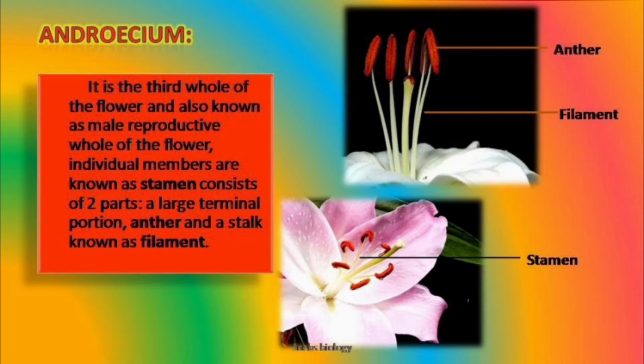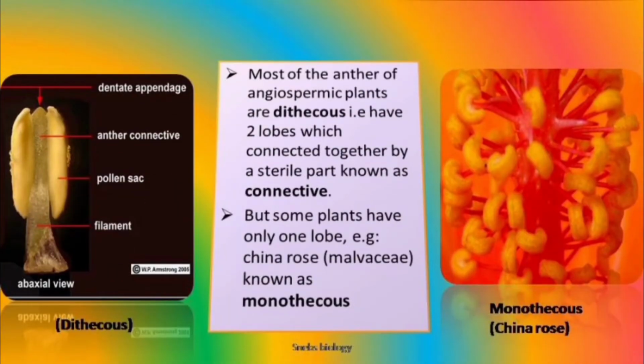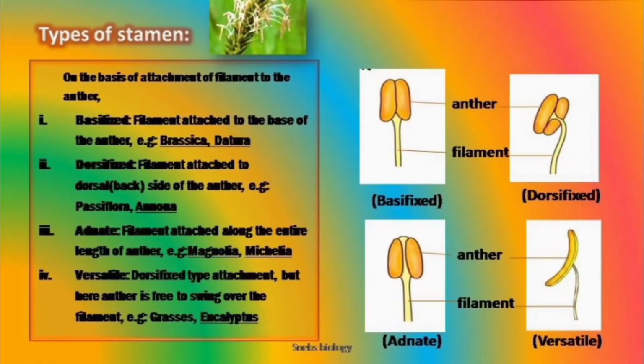In most flowers, we find that the anthers are bilobed and they are also known as dithecous. These two lobes are connected with the help of a sterile part which is known as connective. So, when there are two lobes, they remain connected with the help of this sterile tissue known as connective. Whereas, in certain families like Malvaceae, it has one lobe, so it is known as monothecous. Clear? Now, on the basis of attachment of filament to the anther, we are going to classify the anther.